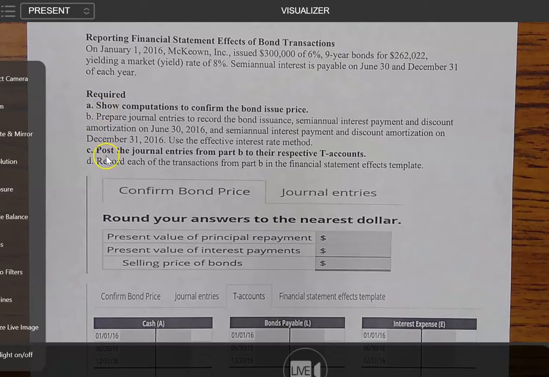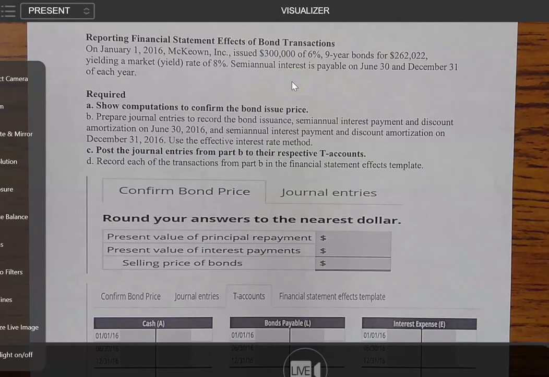requirements A and C. So we've got this, I don't know how you pronounce this, McCown or something like that, company, and they've issued some bonds. $300,000 of 6% face value bonds for a period of 9 years. And they issued these at $262,022. That means that's the amount of cash that they're going to be receiving. The liability amount is $300,000. The bond payable amount is whatever's on the face of the bonds.